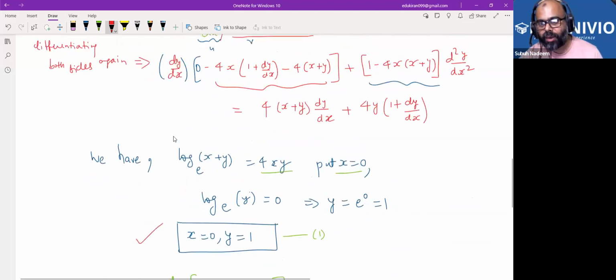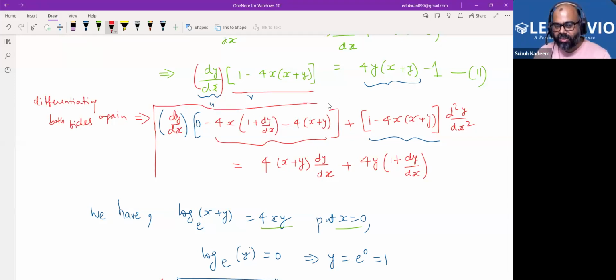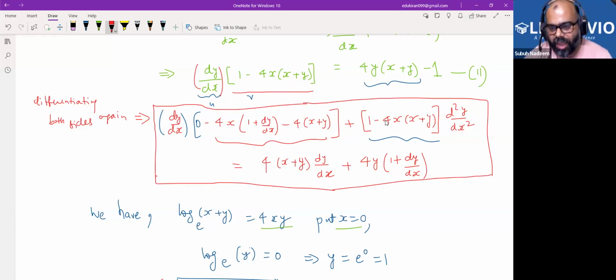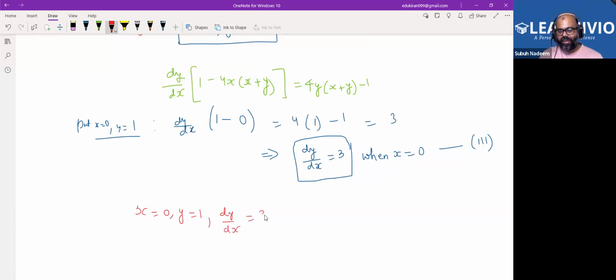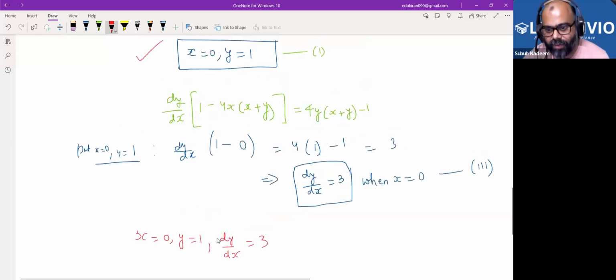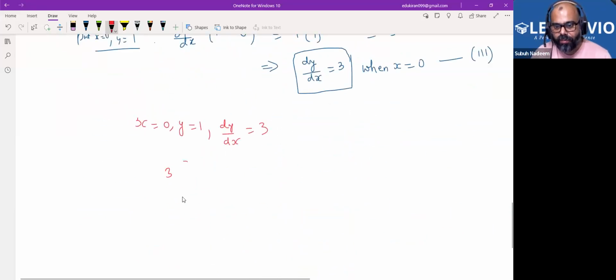Now we come to the last part, this one, which we got here. So this equation, which we got here, this will reduce now. This will not be this big equation. Now what we have here is, when x is equal to 0, y is equal to 1, and dy by dx is equal to 3. This is what we are getting. Now using these three values, we put here. So dy by dx is 3. So we put 3 here.